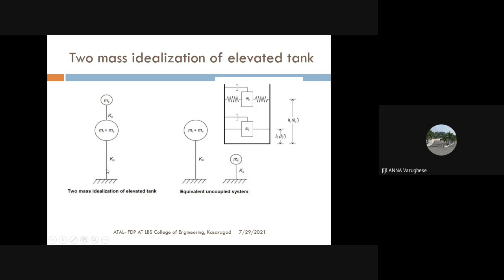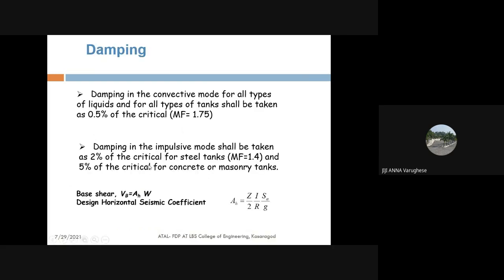Here, Ks is the stiffness provided to this mass, Mi plus Ms, and this stiffness is provided by the supporting staging. For all vibrating structures, we know damping is also present, and damping reduces the amplitude of vibration. We have to quantify the damping for the convective mode and for the impulsive mode. Since the impulsive mass is rigidly connected to the water tank, we can assume the same damping coefficient for the impulsive mass as that of the supporting water tank. Whereas the convective mode has a different damping ratio, which is lower compared to that for the impulsive mass.